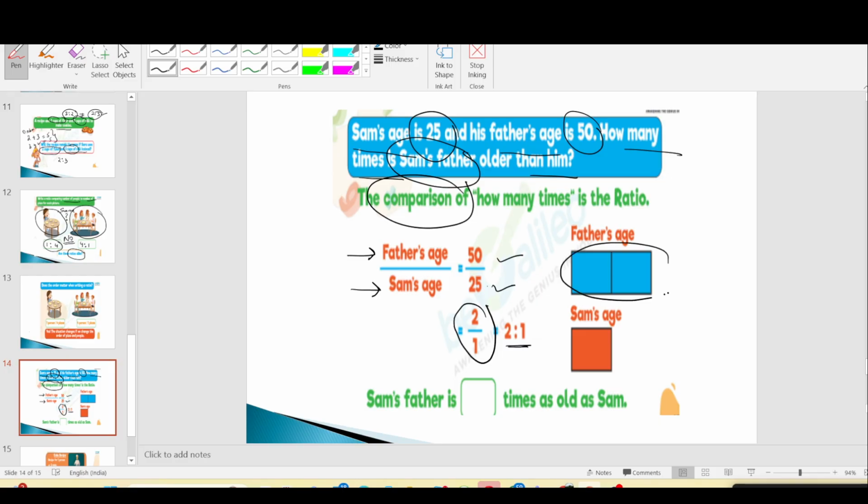So if this is father's age, this is Sam's age. That means Sam's father is 2 times as old as Sam, right? Because we got 2 to 1. That means if this is the age of Sam's father and this is Sam's, it is 2 times.